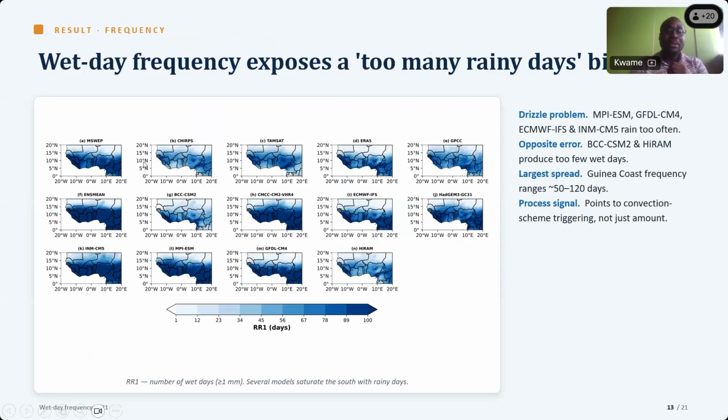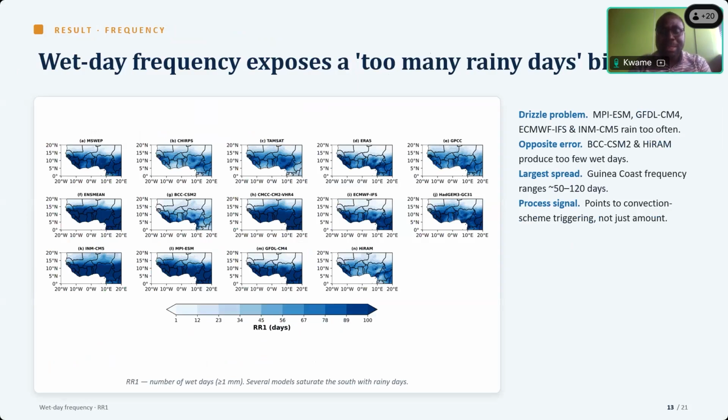So comparing it with the other references, you realize that GPCC is having many dry days compared to the others. What the models failed to do over here was also to give too many rainy days. For instance, drizzle models like the MPI, GFDL, and the rest show too many often rainy days, whilst the opposite was true for the BCC model and HIRAM. Now, Guinea Coast, as usual, captured the wet days, a higher number of wet days.